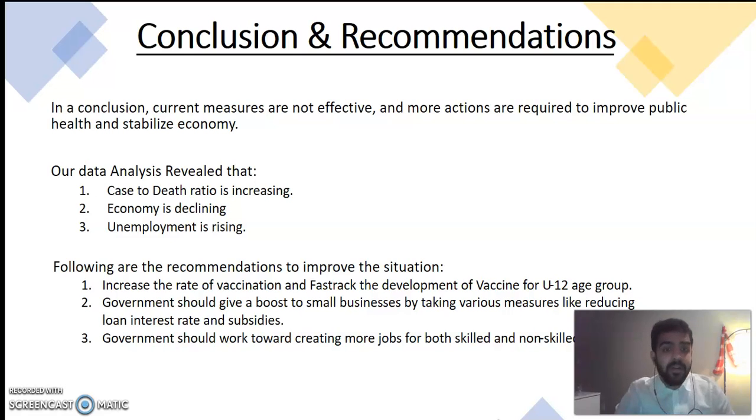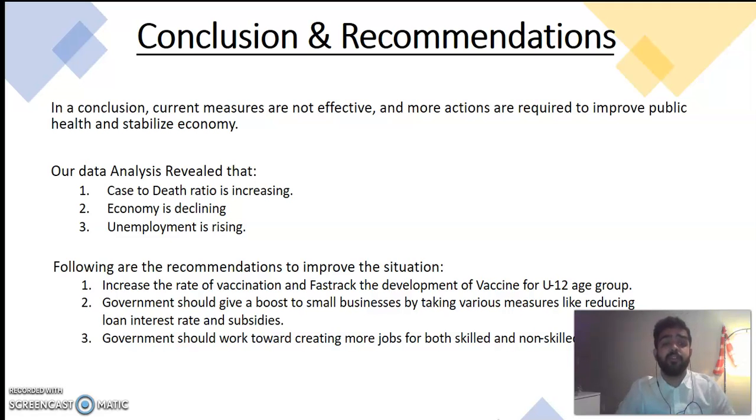I would recommend that the government improve the situation, and some steps could be taken, like increasing the rate of vaccinations among the elderly, as well as fast-tracking the development of a vaccine for the under 12 age group. The government can also help by giving a boost to small businesses by taking various measures like reducing their loan interest rates or their tax rates. It can also provide certain subsidies to various industries so that they can increase their sales.